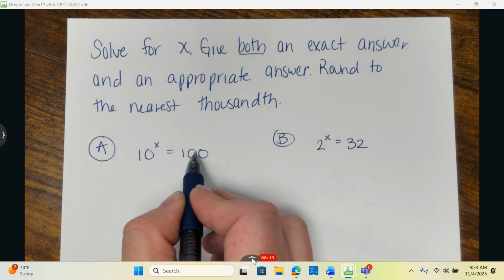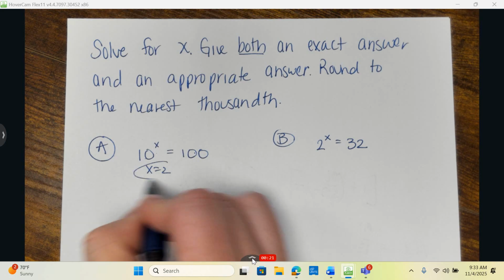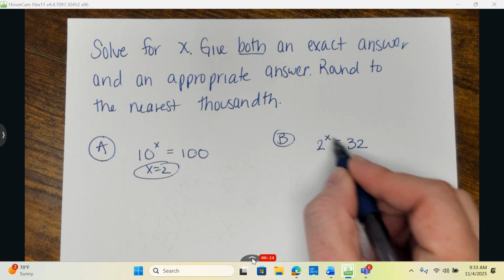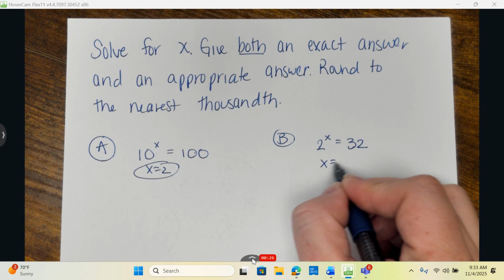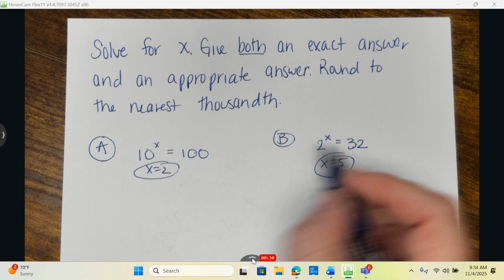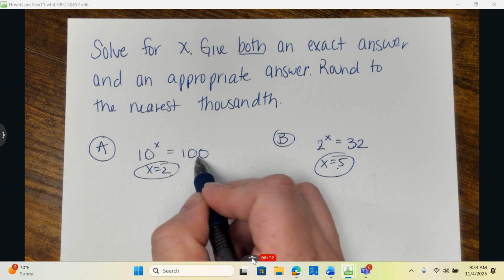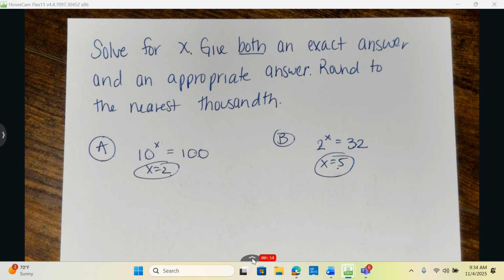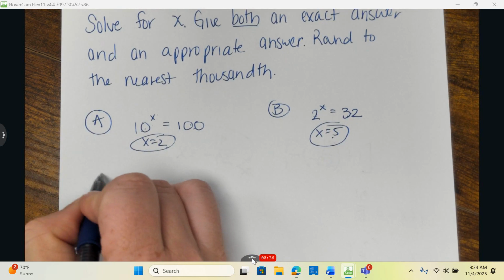10 raised to what power equals 100, x equals 2, no problem. 2 raised to what power equals 32, x equals 5, no problem. This means 2 to the 5th, 2 times itself 5 times, is 32, and 10 times itself twice equals 100. But not all problems are going to be that simple.